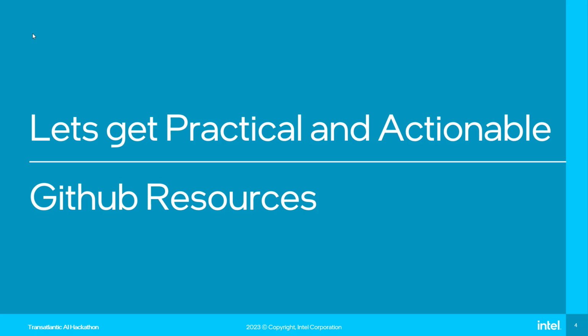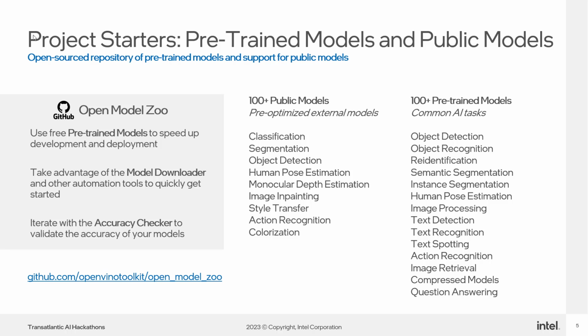But let's get practical and actionable. Let's talk about the GitHub resources available to you today. Let's start this discussion with the topic of pre-trained models and public models available at the Intel Open Model Zoo. They're free to use. You can take advantage of the model downloader to quickly access these models.